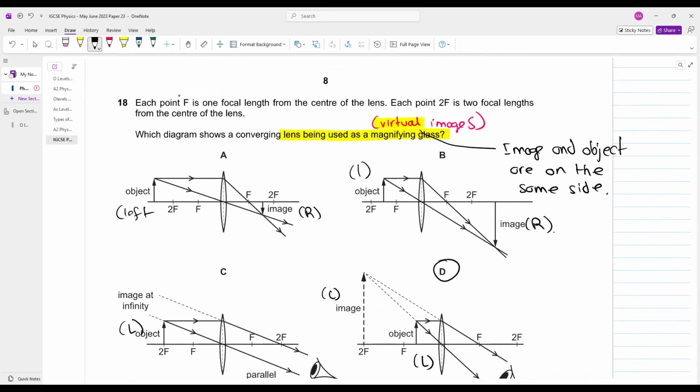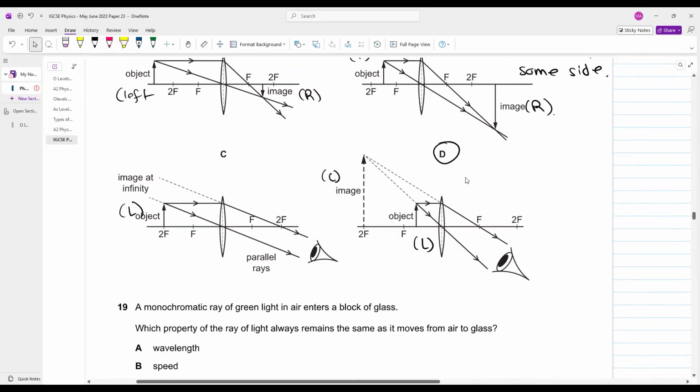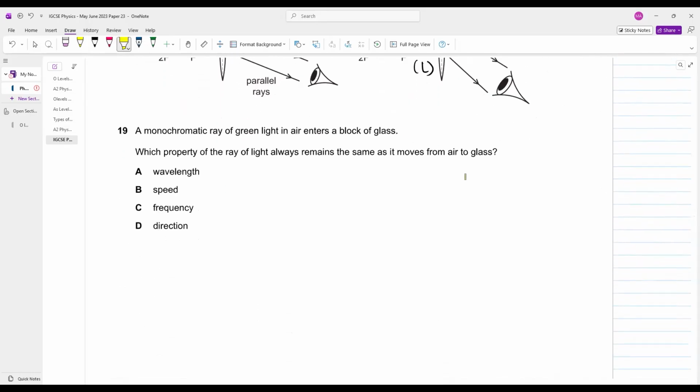Always remember, a magnifying glass produces virtual images. In virtual images, image and object are on the same side. There is only one option like that. D is your answer. A monochromatic ray of green light in air enters a glass block. Which property of light always remains the same as it moves from air to glass? Which property of light will remain the same as it moves from air to glass? Frequency. C is your answer.